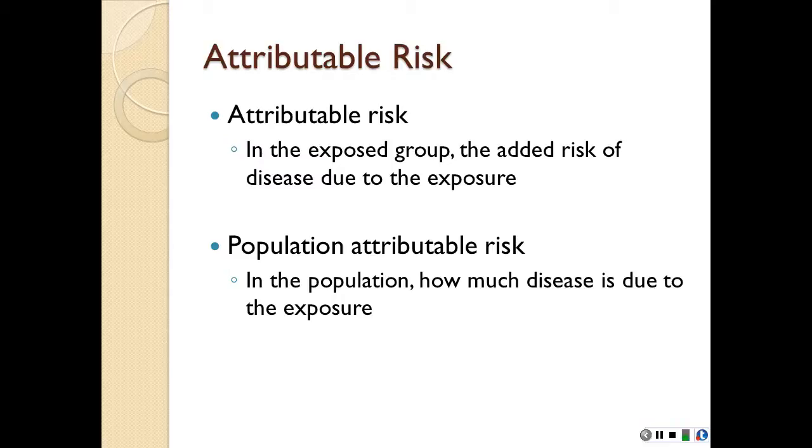So attributable risk is simply the added risk of disease due to the exposure. Because obviously in the unexposed group there's some baseline rate of disease, right? So it's possible to get this disease even if you didn't have the exposure. Attributable risk is telling you, okay, now that you have the exposure, this is how much more risk you have. It's the added risk of disease. Population attributable risk is how much disease in the population is due to the exposure.